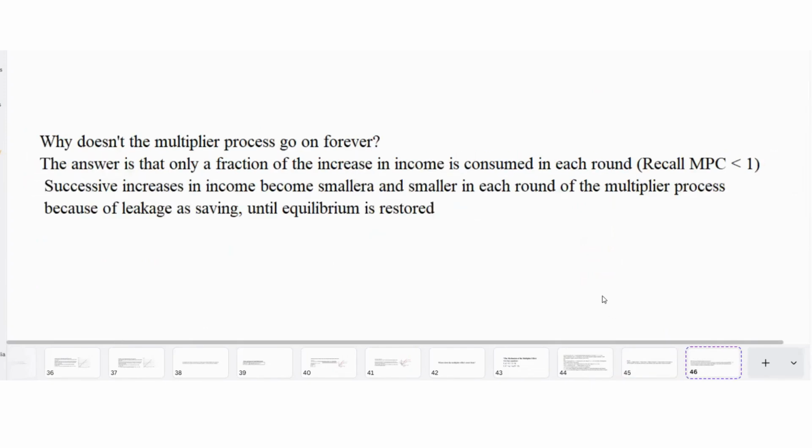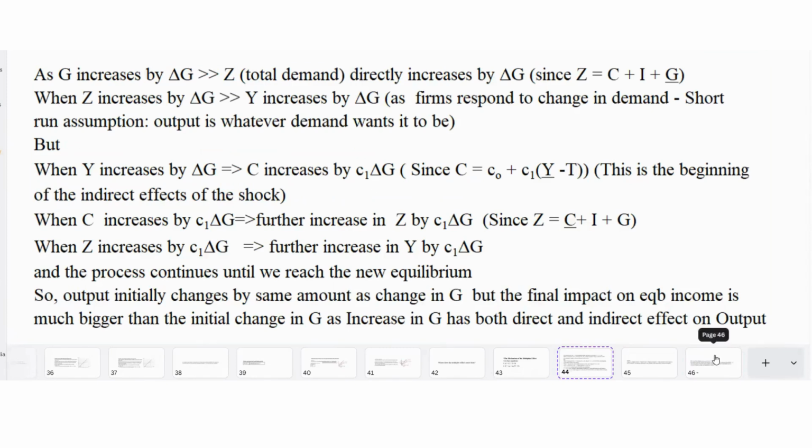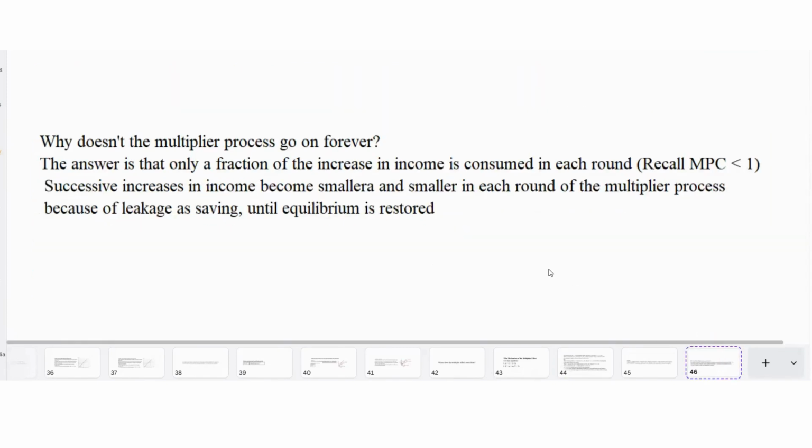Now, the question arises: why doesn't the multiplier process go on forever? It eventually stops when you reach equilibrium. The answer is that only a fraction of the increase in income is consumed at each stage, because MPC is less than 1. If we go back, C does not increase by delta G here; C increases by C1 delta G, where C1 is less than 1, the MPC. So at every stage, consumption increases by only a fraction of the increase in income, and successive increases in income become smaller and smaller in each round of the multiplier process.